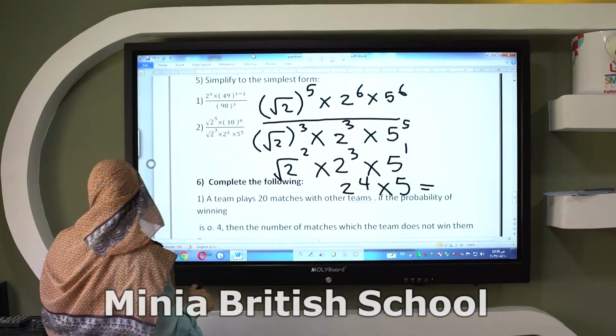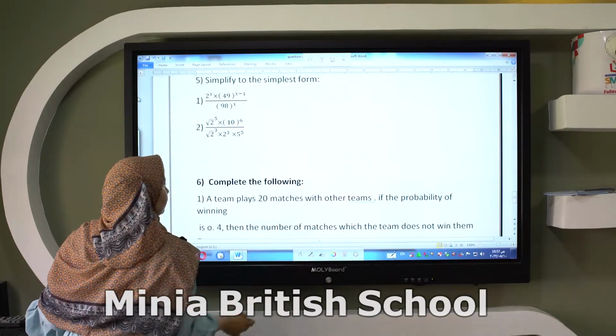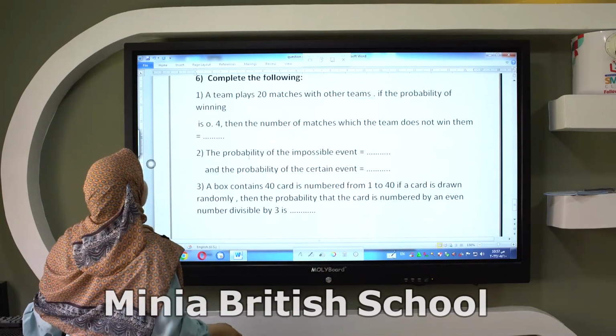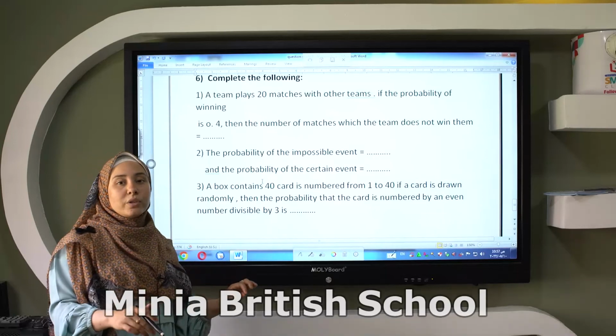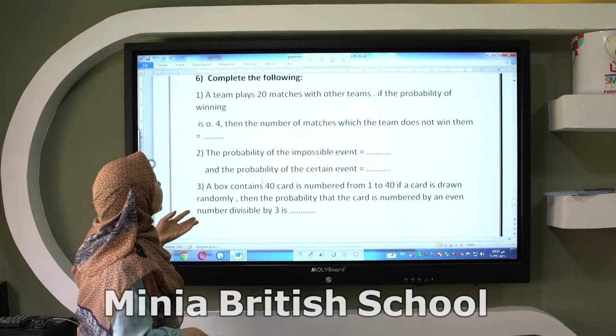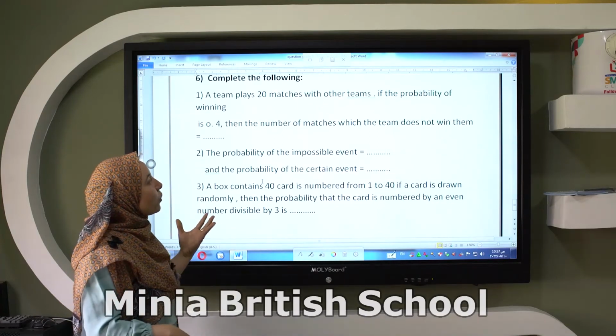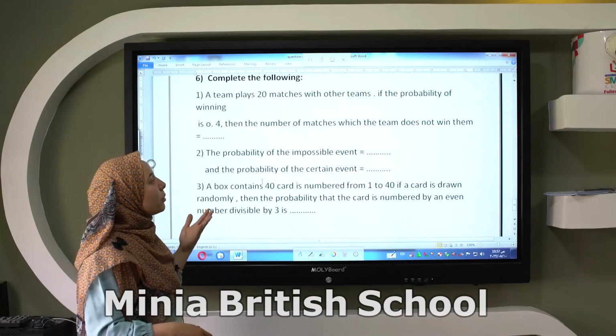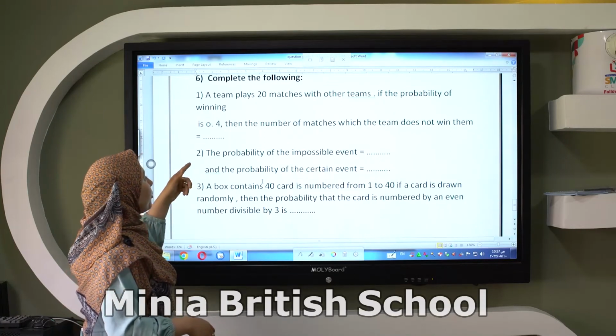Okay, the last question. Number 6, complete the following. This question is on probability. Number 1, a team plays 20 matches with other teams. The probability of winning is 0.4.